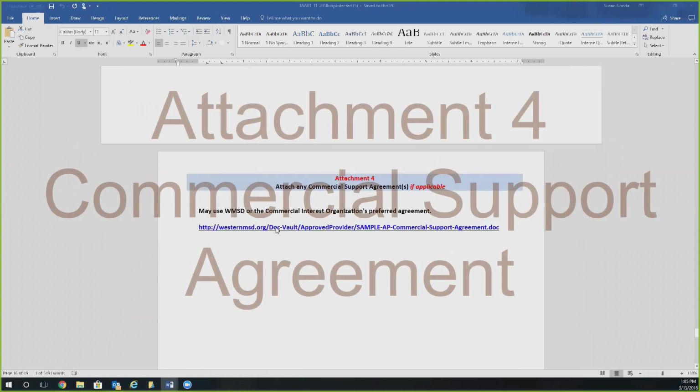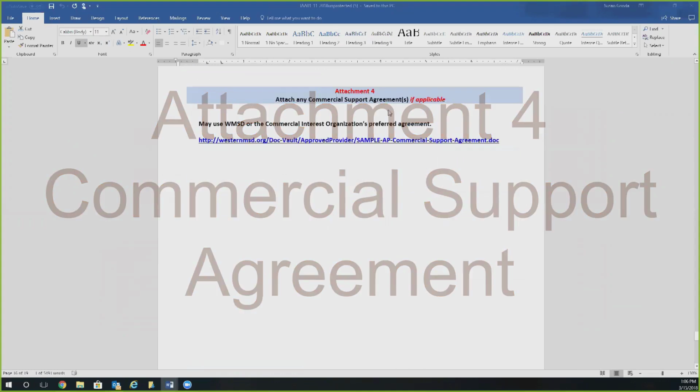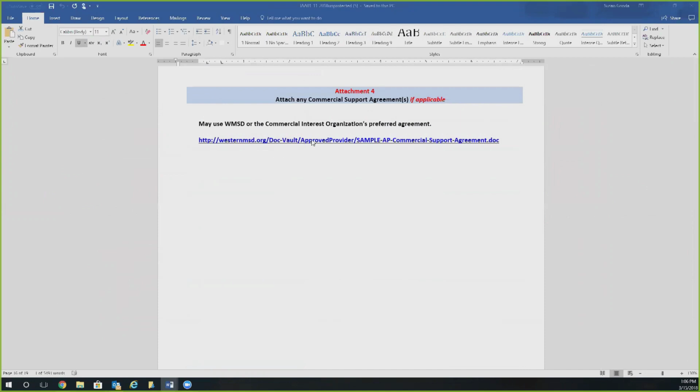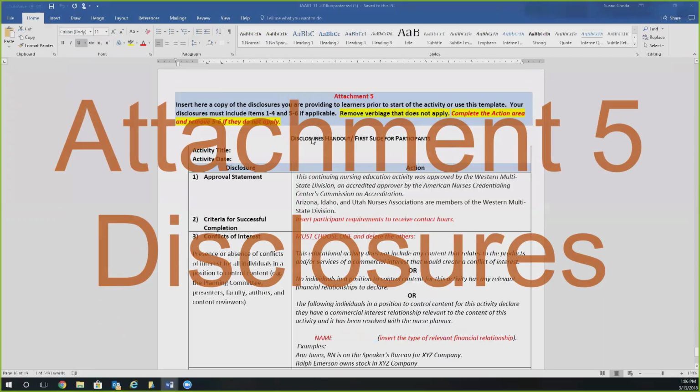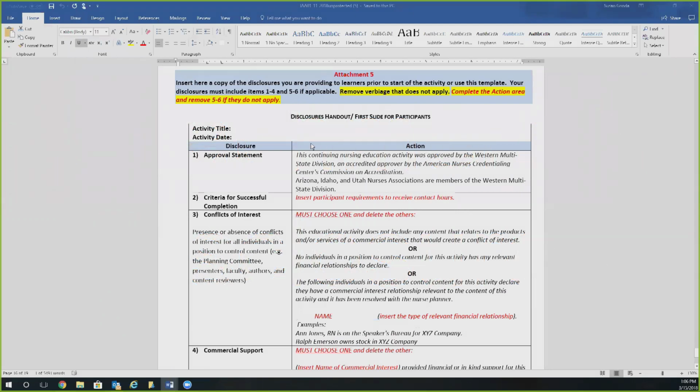So all of this information needs to be on your certificate of completion. If you do have a commercial support agreement or money coming in, we click on the box and it takes you to a sample that's on the website. The next attachment is your disclosure. So you do have to disclose all information about the logistics, so to speak, of the event to your participants.